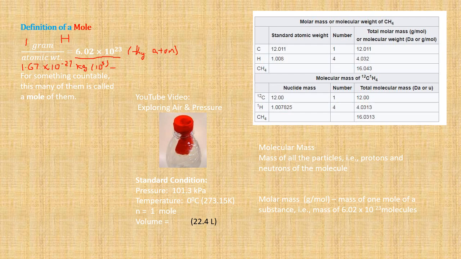How much does this number of hydrogen atoms weigh? And the answer is 1 gram. Duh, you just made it that way, right? So this many hydrogen atoms will weigh 1 gram, and that's called 1 mole. Therefore, 1 mole of hydrogen atoms will weigh 1 gram.